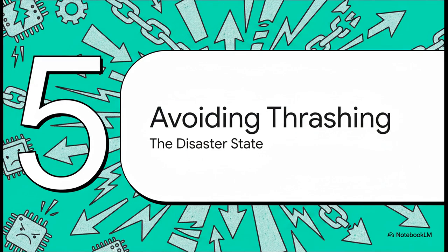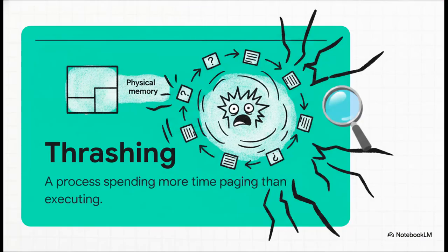Part 5. Avoiding the thrashing trap. But even with the absolute best algorithms, things can still go catastrophically wrong. And that brings us to the ultimate disaster state for an operating system: thrashing. Thrashing is defined as a state where a process is spending way more time busy swapping pages in and out of the backing store than it is actually executing instructions.